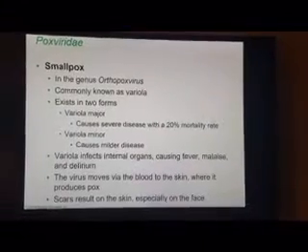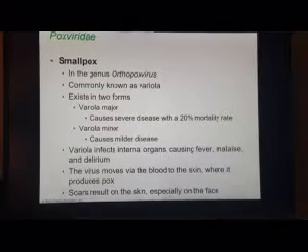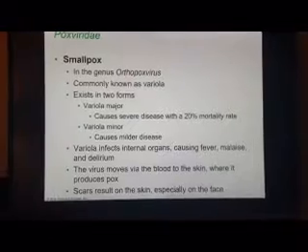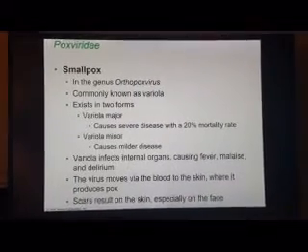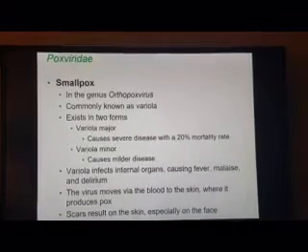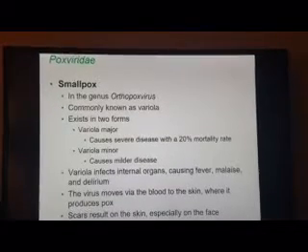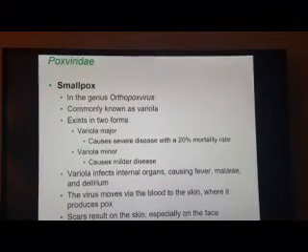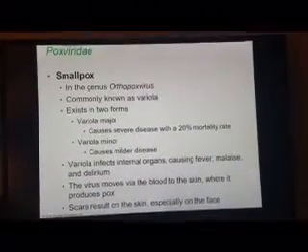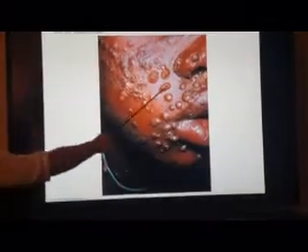Smallpox is in the genus Orthopoxvirus, commonly known as variola. It exists in 2 forms: major, which causes severe disease with a mortality rate of 20% or higher, and minor, which causes less severe disease with a mortality rate less than 1%. It infects internal organs, produces fever, malaise, delirium, and prostration before moving through the bloodstream to the skin, where it produces pox. And it leaves really bad scars, especially on the face. These are all pox.